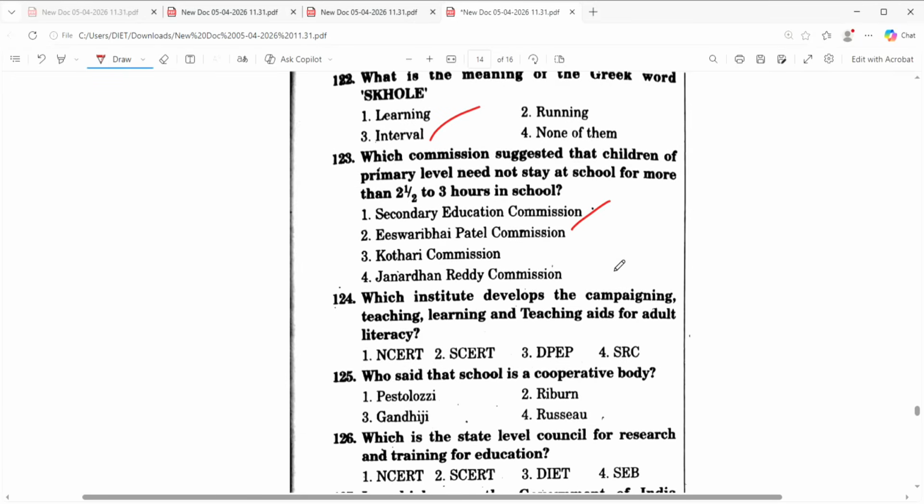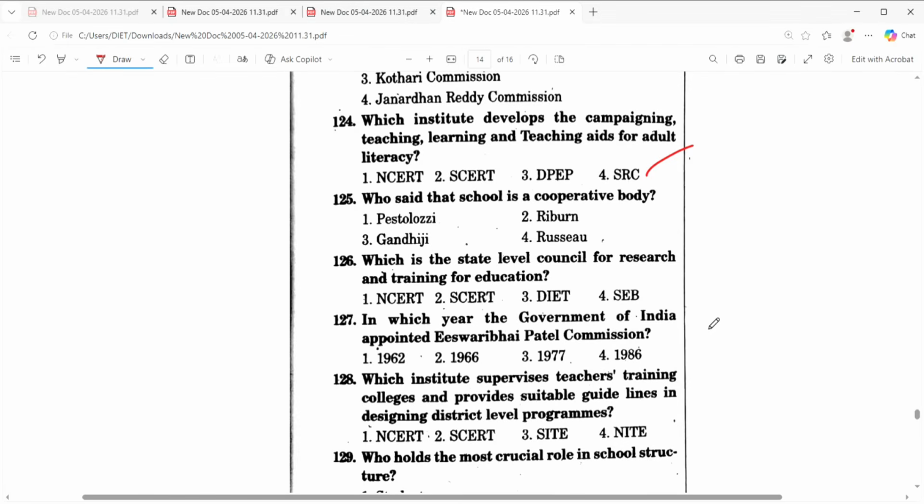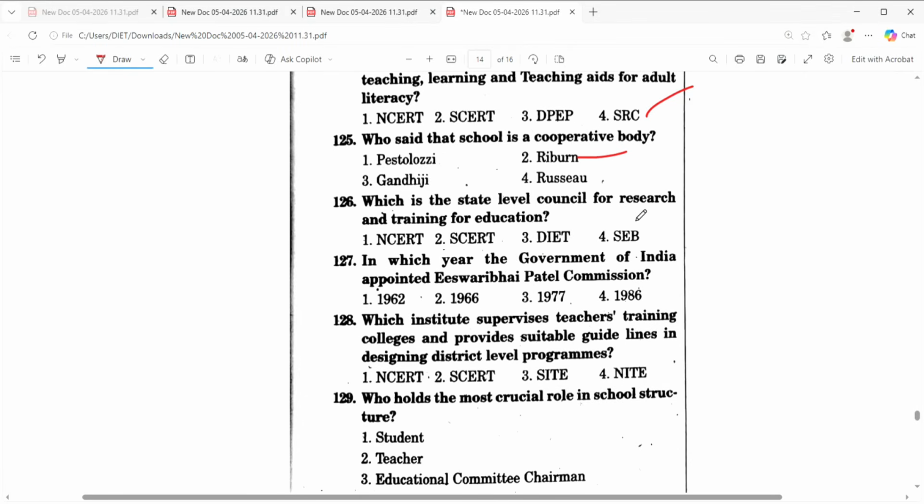Which institution develops the campaigning, teaching, learning and teaching aids for adult literacy? Right? When you come to that one, it's State Resource Center. Who said that school is a cooperative body? Right? Ribbon is the answer. Which is the state level council for learning and education? See, it is SCERT. Again, which year did India appoint the Ishwarbhai Patel Committee? 127, it is 1977, sir.